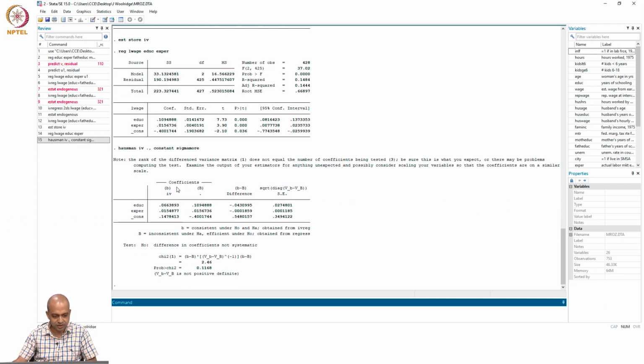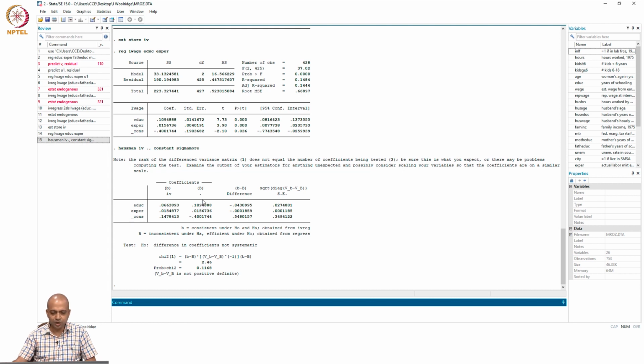B, that means these IV estimates are consistent under H naught. So, what is H naught? OLS is appropriate, okay. When is OLS appropriate? There is no endogeneity. So, when there is no endogeneity, IV is consistent, OLS is also consistent, but this B is actually inconsistent under HA. So, that means when there is endogeneity and if we apply OLS, then that would be inconsistent.